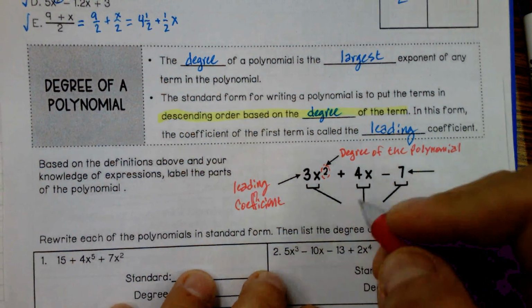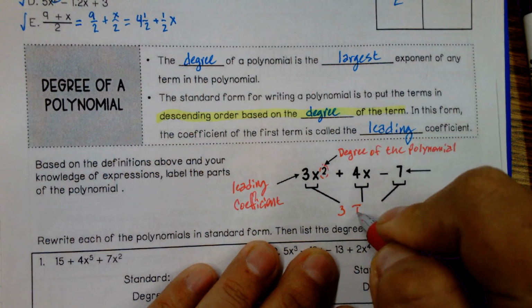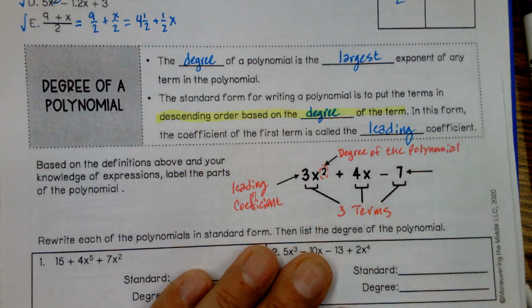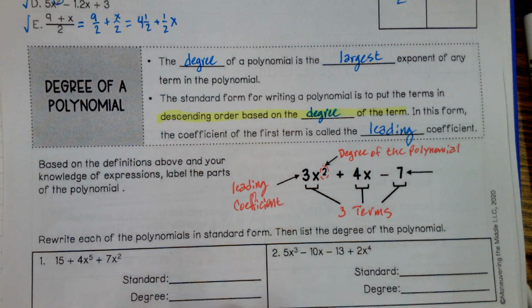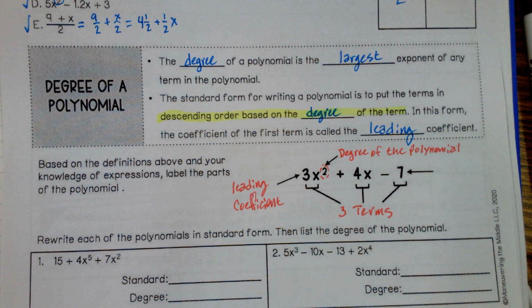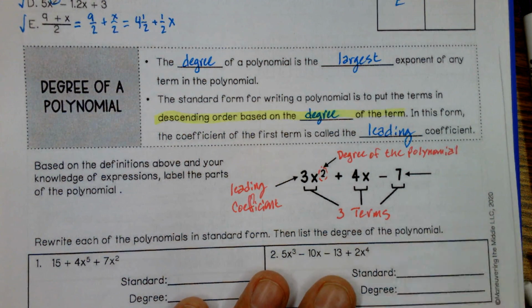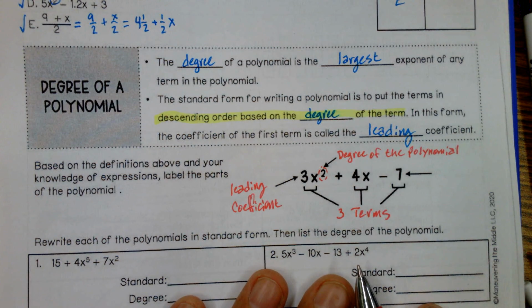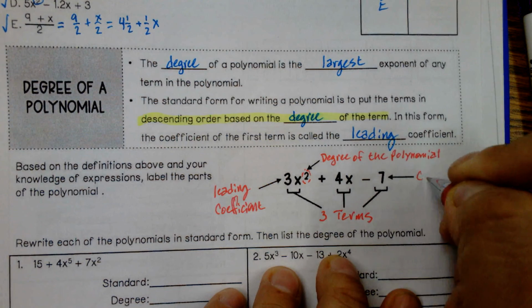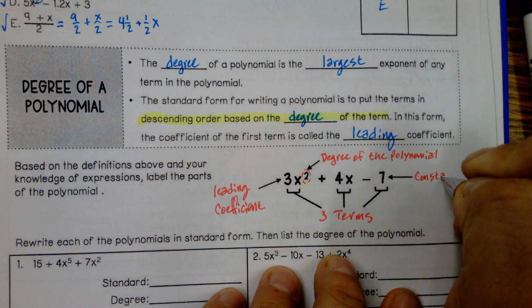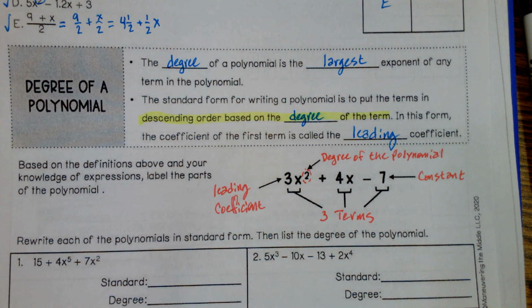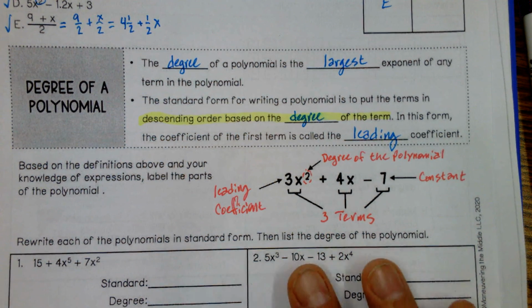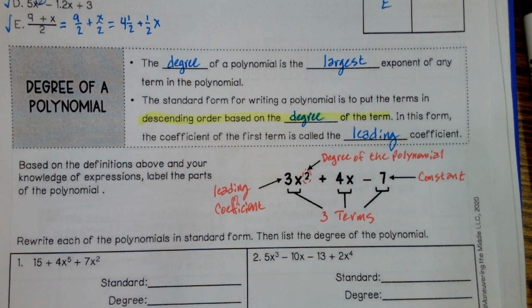And then this is broken up into 3 terms. Right? We broke it up into 3 parts. Broken up by pluses and minuses. Now, what do we just call a number by itself? Just starts with a C. Constant. So we already knew that one. So these are the different parts of a polynomial we need to know.